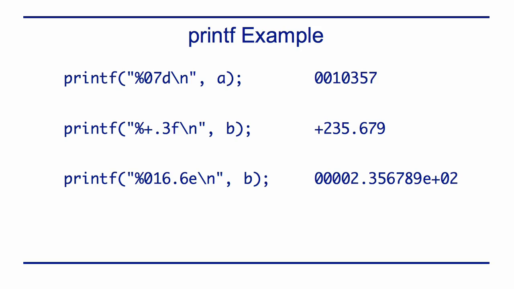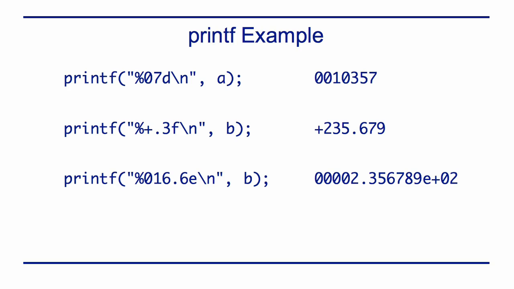Printf example. In the first example, we are printing an int in decimal. The D is the conversion specification. The preceding 7 means that the number will be printed using at least 7 characters. More will obviously be used if needed. The 0 after the percentage sign means that the characters used to pad the number out to 7 characters will be zeros and not spaces.